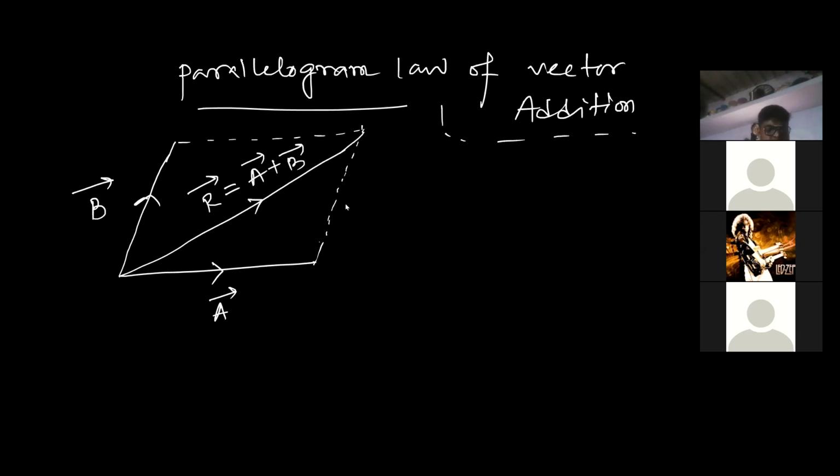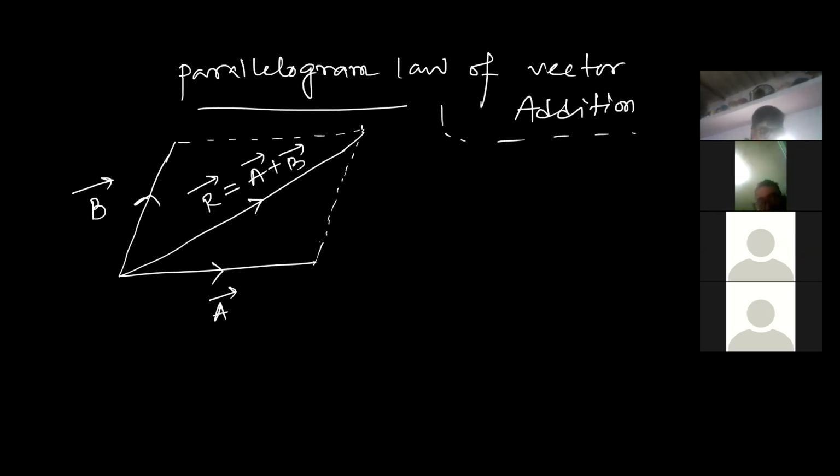So that's why we are stating the law: if two non-zero vectors are represented by the two adjoining sides of a parallelogram, like A vector and B vector, then the resultant will be given by the diagonal of the parallelogram. So we are writing the parallelogram law of vector addition.